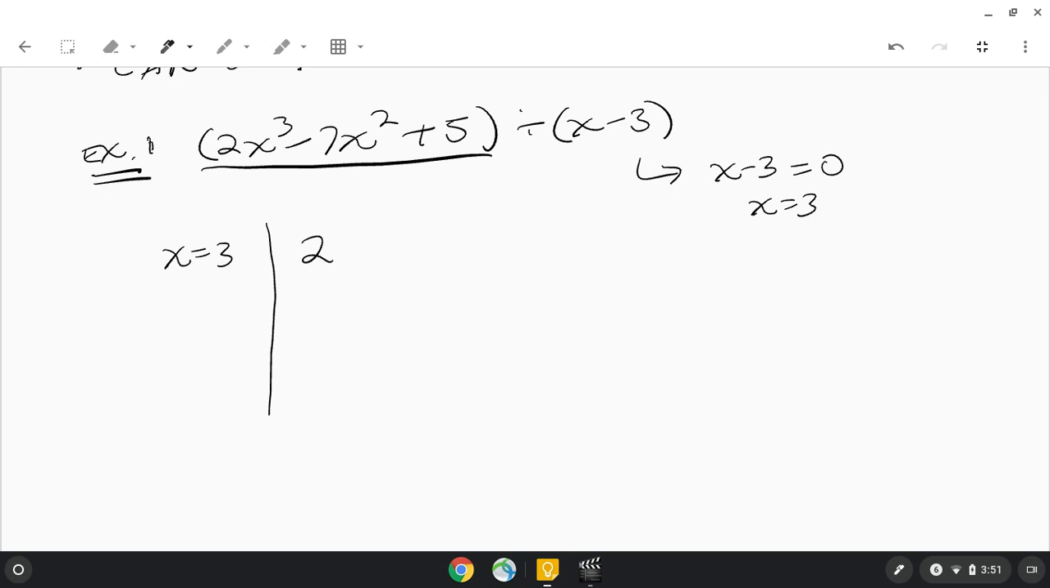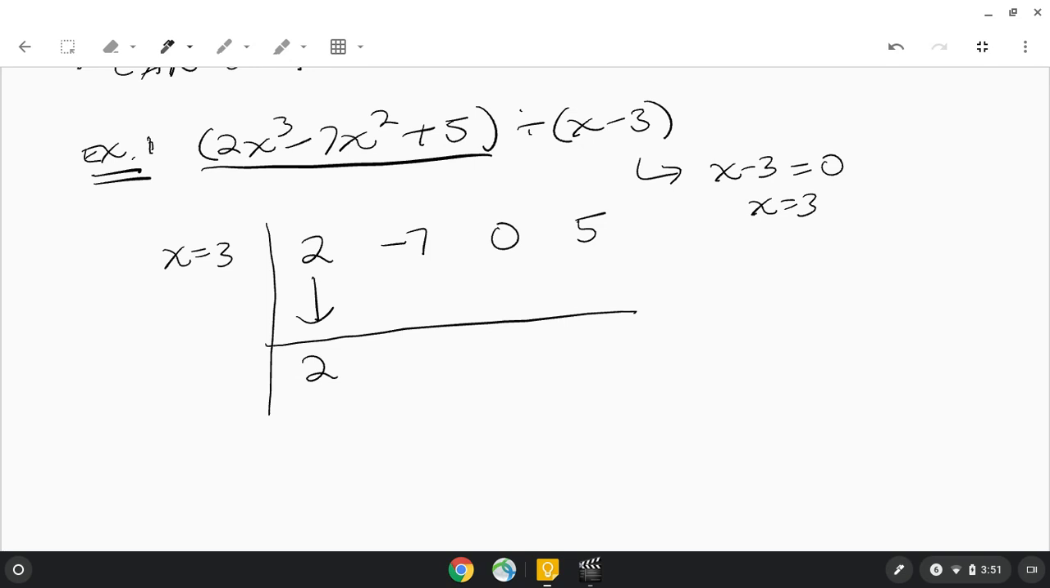So I'm going to use the 2. Again, just the coefficients. -7. I'm missing the x term, so I'll put a 0. And then 5. Now leave some space below those numbers and then draw a line. So leave space and then draw a line. The first thing you do is you always bring down this first number, no matter what it is.